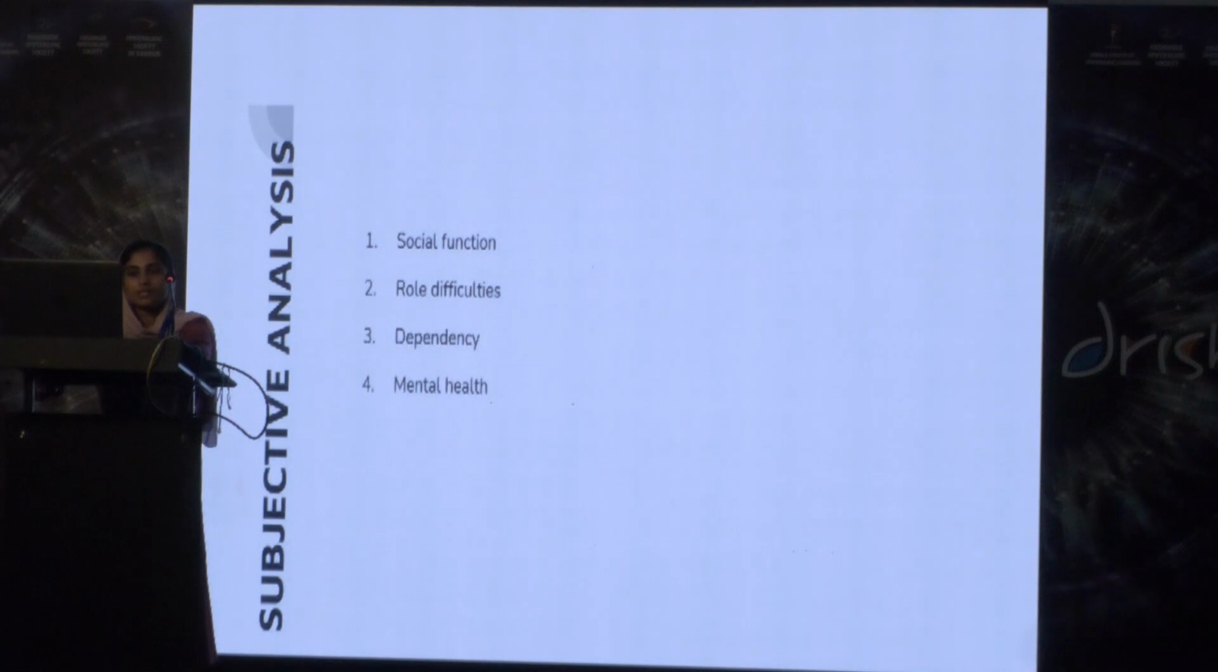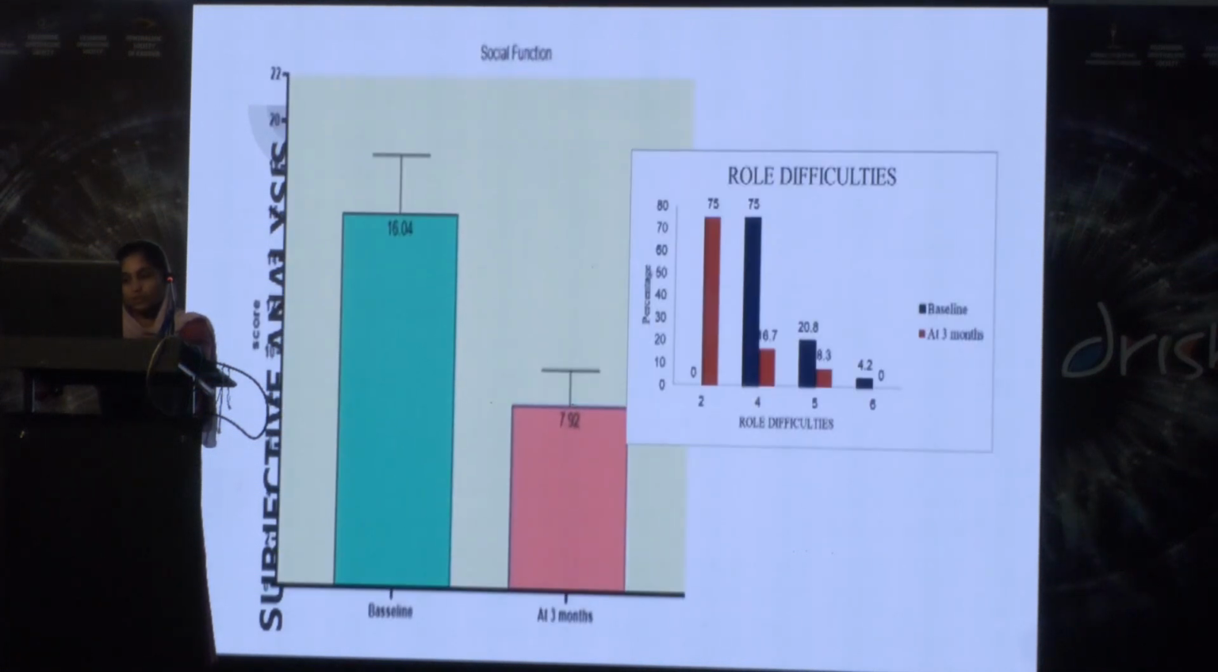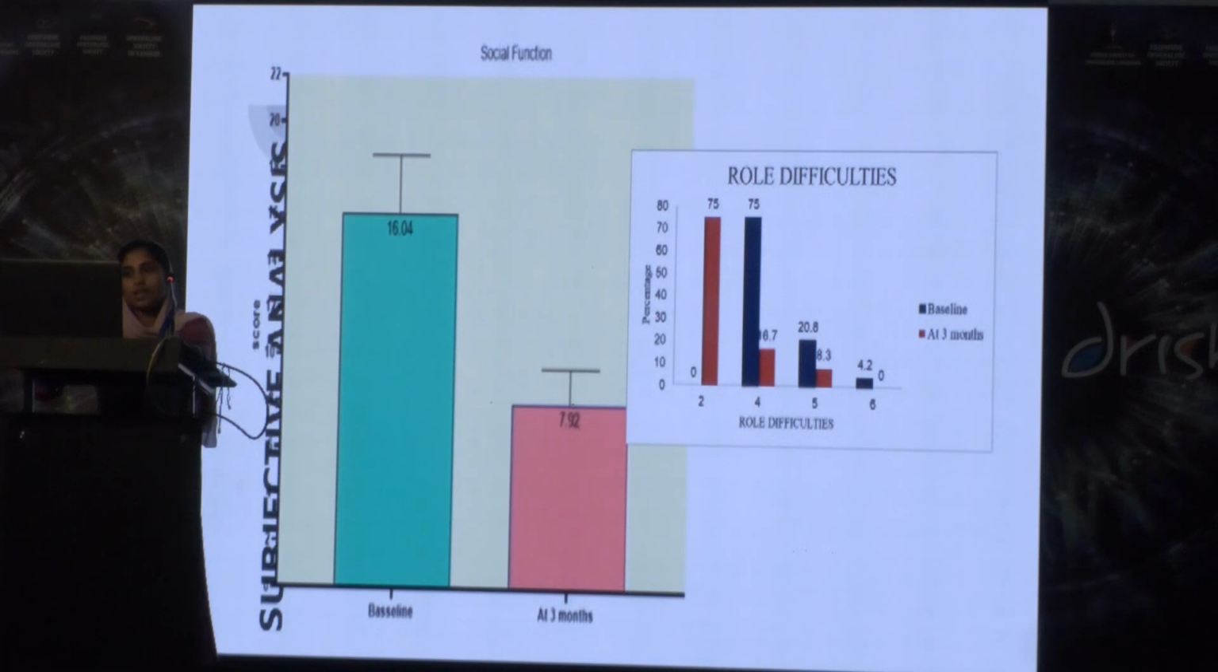The subjective analysis was done in 4 domains: social function, role difficulties, dependency, and mental health. The social function value showed an improvement from the baseline value of 16.04 plus or minus 2.53 to a value of 7.92 plus or minus 1.53 with the use of scleral contact lens at the end of 3 months. The role difficulty domain also showed an improvement from the baseline score of 4 to a score of 2 at the end of 3 months.